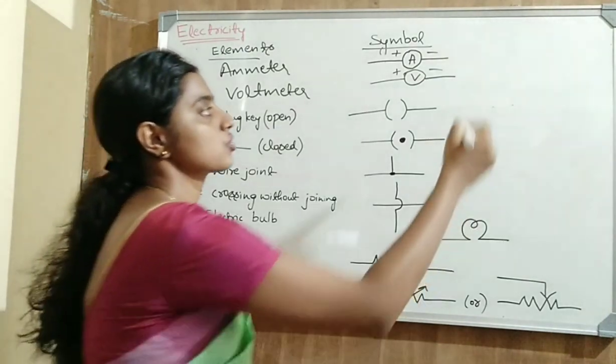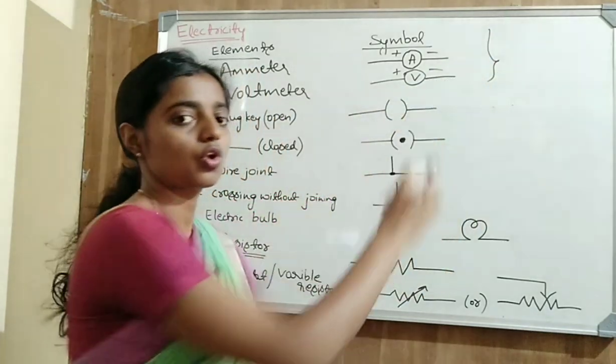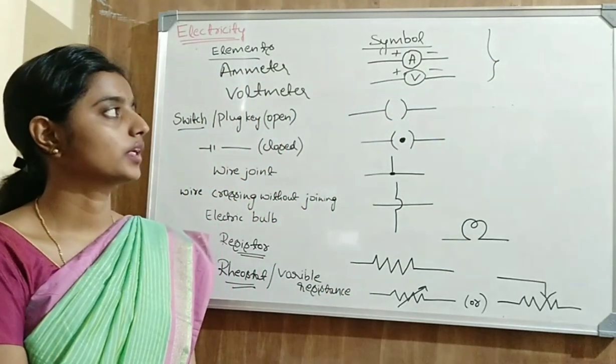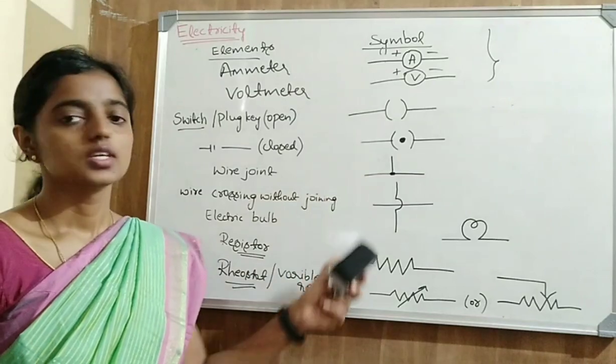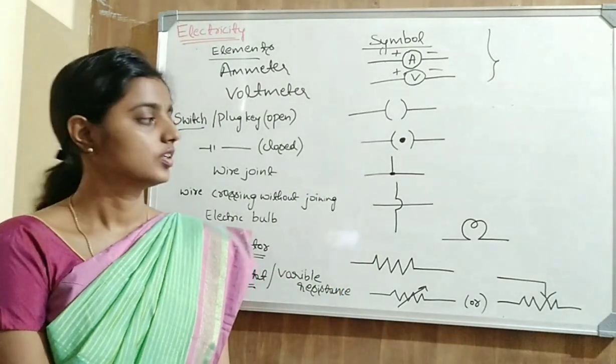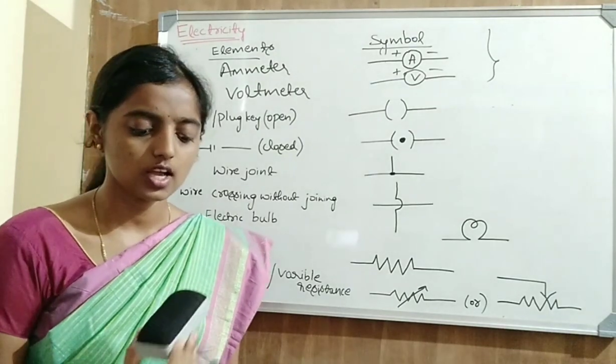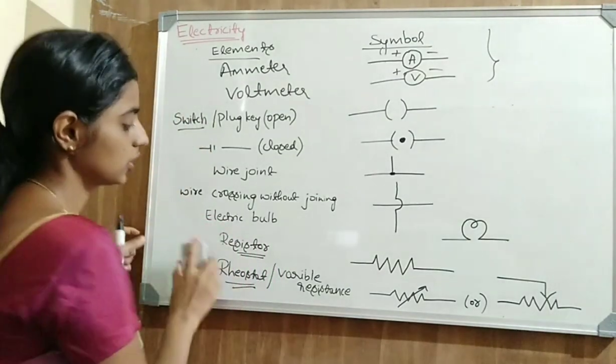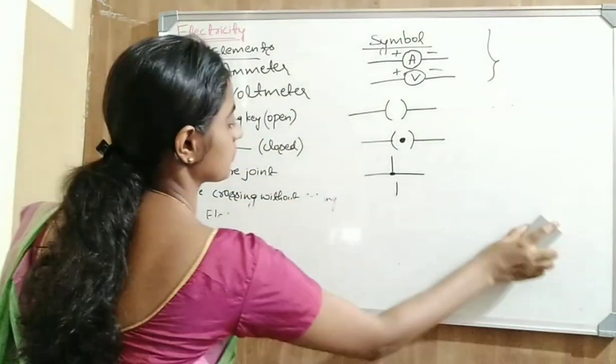Remember, voltmeter measures the potential difference across the wire. Now they may ask you for 1 mark, what is the role of ammeter and voltmeter, and they may ask you to write down the symbols for these elements. Practice and remember.